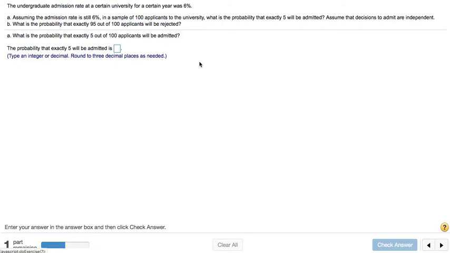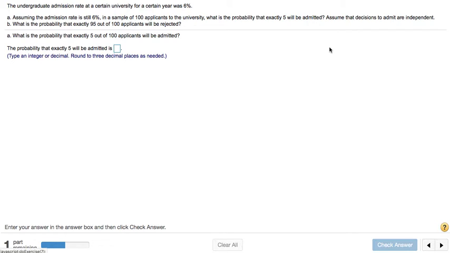The undergraduate admission rate at a certain university for a certain year was 6%. Part A asks, what is the probability that exactly 5 out of 100 applicants will be admitted or accepted into the university? It also says to assume that decisions to admit are independent, which I think is a reasonable assumption. So this is a binomial probability experiment.